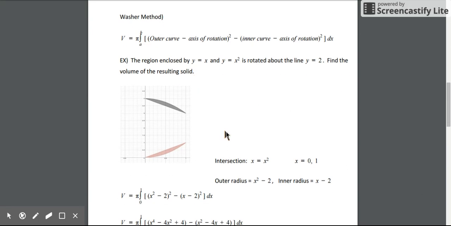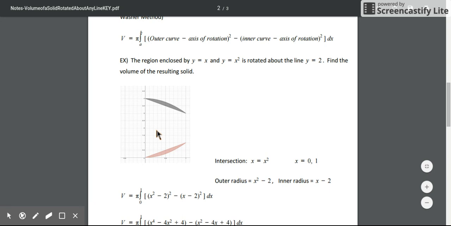Let's try out the washer method. So the washer method is going to get basically the same change as the disk method, but it's going to happen twice. So we have this horizontal line, y equals 2 again. We have our two curves, y equals x and y equals x squared. Y equals x squared ends up being the outer curve. Y equals x ends up being the inner curve.